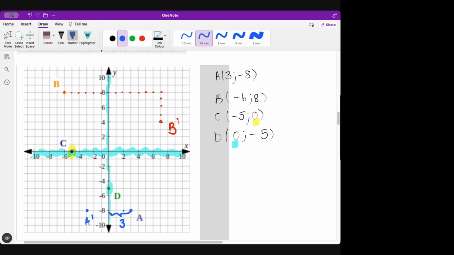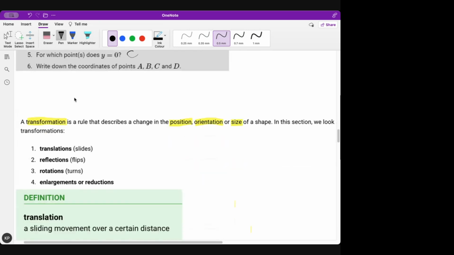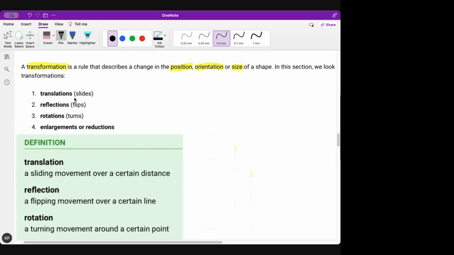Okay, it's easy to see with a single point, but I know with a whole shape, it looks a bit different. But as long as you understand the concept with a single point, then it should be fine with the shape. All right, the third one is your rotation, which is turns over a certain point.